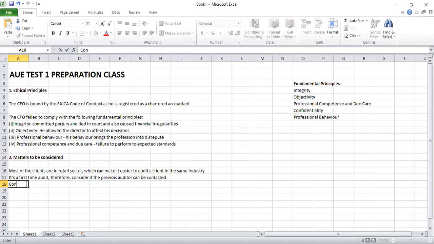So when you're auditing a new client, remember that although you might know the industry, there might be unique things in that organization. They might be using a different accounting system. There might be other issues. So normally, you might need to get an understanding of what happened in the previous years. This year's opening balances came from last year. So as long as it's a new audit client, you need to find out if they can allow you to engage the previous auditor so that you can get an understanding of the previous year's audit.